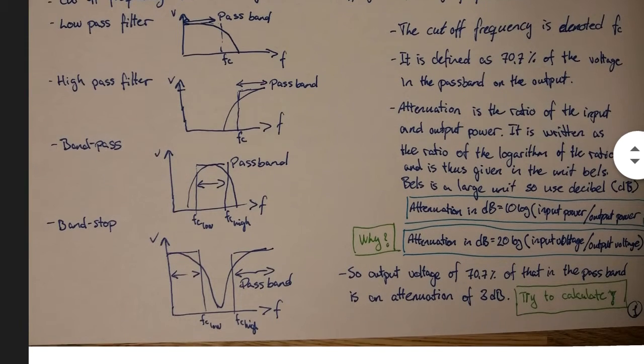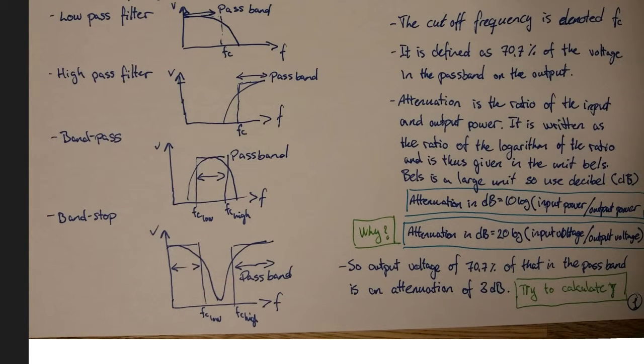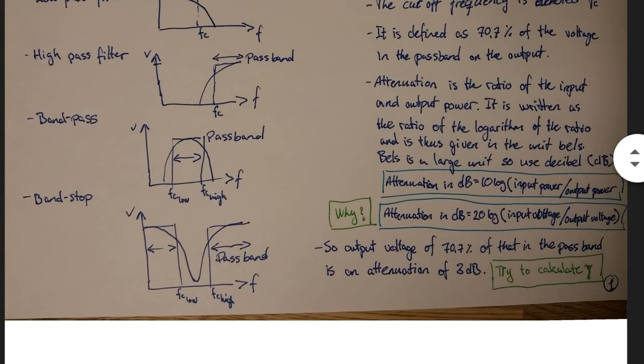Another parameter is the attenuation, and it is the ratio of the input and output power, and is written as the logarithm of the ratio and is thus given in the unit bels. But the bel is a rather large unit, so we use decibels.